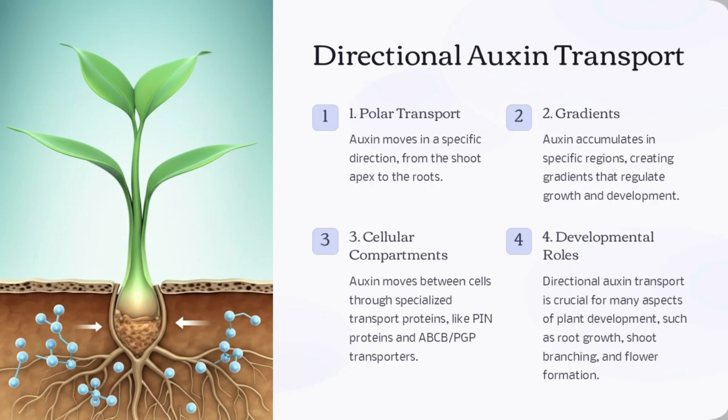Auxin, a key plant hormone, moves in a specific direction from the shoot apex down towards the roots. This directional transport creates concentration gradients of auxin within the plant. Auxin moves between cells through specialized transport proteins like PIN proteins and ABCB/PGP transporters. Directional auxin transport is crucial for many important developmental processes in plants, such as root growth, shoot branching, and flower formation. Understanding the mechanisms of this polar auxin transport is key to understanding how plants coordinate their growth and development.